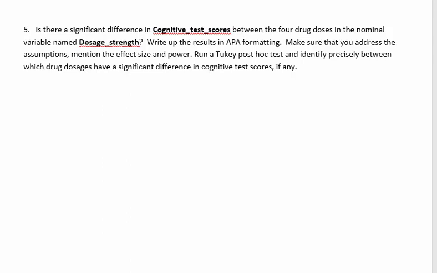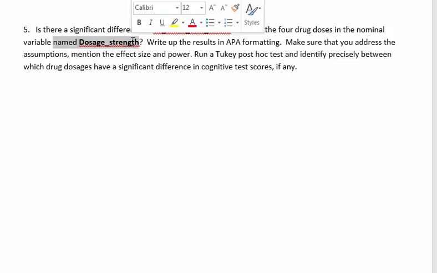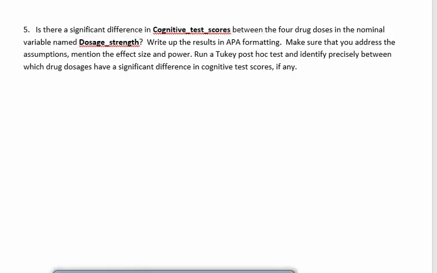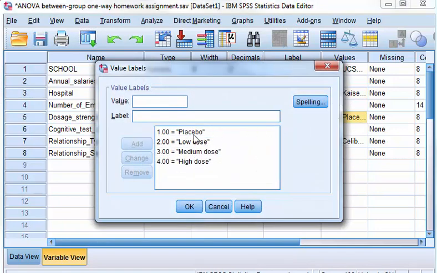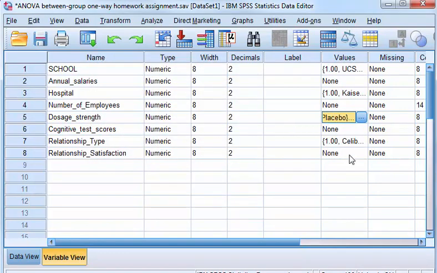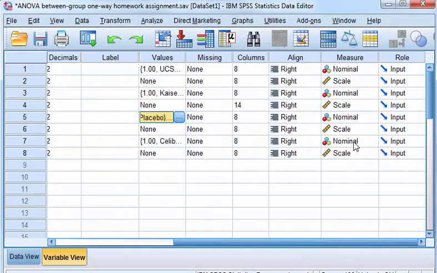So all of these one-way between group ANOVAs basically are the same. You just replace the variables. So DV is cognitive test scores, continuous variable. Dosage strength sounds like a grouping variable to me. Jumping over to SPSS. Right, dosage strength, and we've got 4 different subgroups, levels of the IV called dosage strength, and cognitive test scores. They do look like they're in scale.